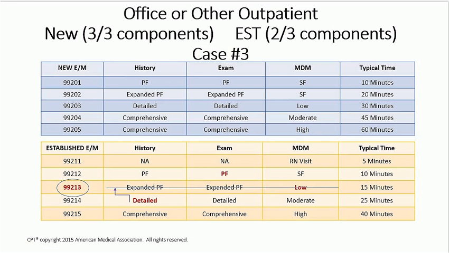In case 3, we had a detailed history which would support CPT 99214. However, the established patient E&M codes require 2 out of the 3 components to be met in order to report the code. We did not have a detailed exam or moderate medical decision making for another component to support CPT 99214, so the code supported is 99213 because we exceeded the amount of history for that code, and 99213 is where 2 out of the 3 key components are met for this case.